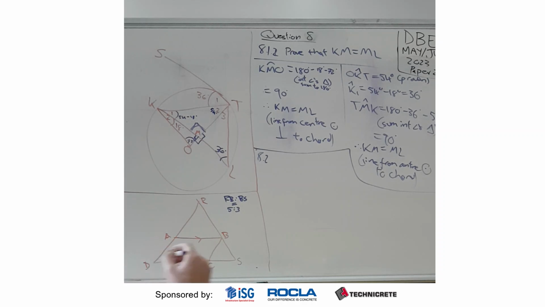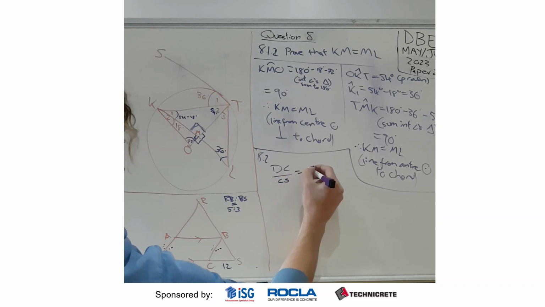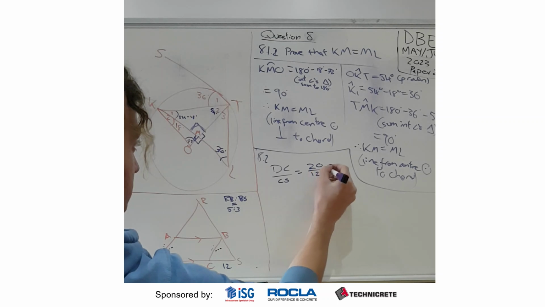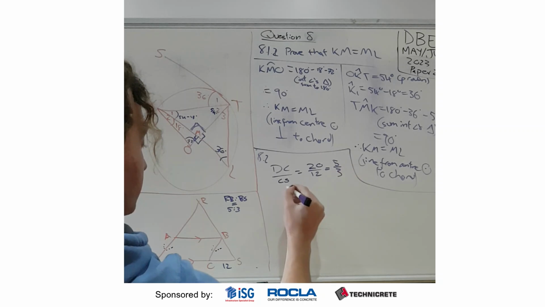Additionally, we are told that DC is 20 units and CS is 12 units. Great. So now prove that BC, this line here, is parallel to AD. Right, so we want to prove this parallel. Okay, the easiest way is to do it like so. DC over CS. We're given these values, so it's nice and easy. Right, 5 over 3.